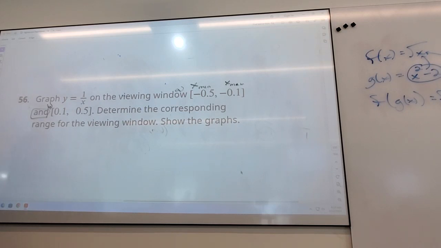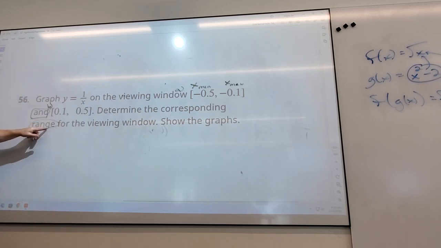Because I know math, and I'm not exactly sure what's not making immediate sense to you. Now, I agree. This is not well worded. This could have been worded better. But when they say graph this on the viewing window, that's domain. And another reason I know that's domain is because they tell me to figure out what the range is. So I must know the domain then, right?